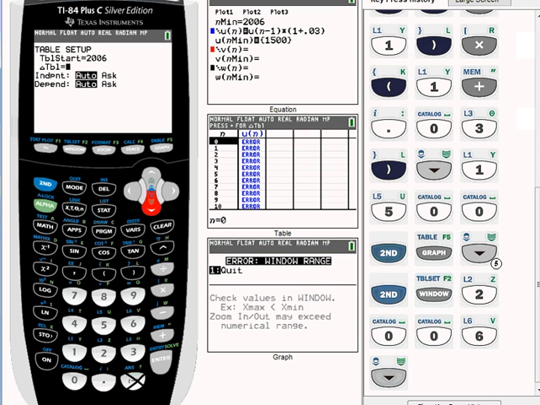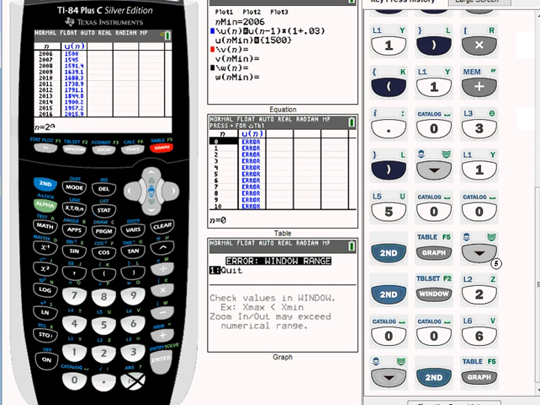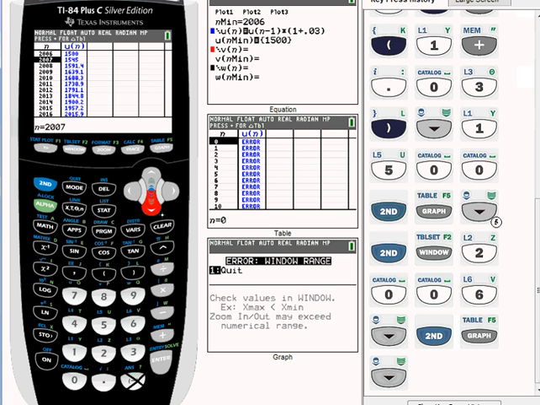And then last piece. So now this is all set. And I'm just going to go back to my table. And there we have it. So we can see our first year is 1,500. Our next year would be 1,545, and so on and so forth.